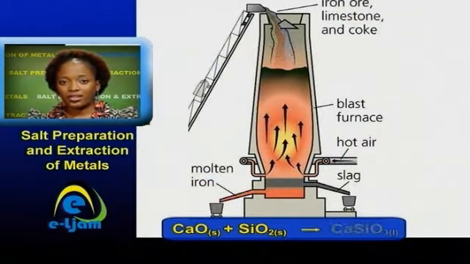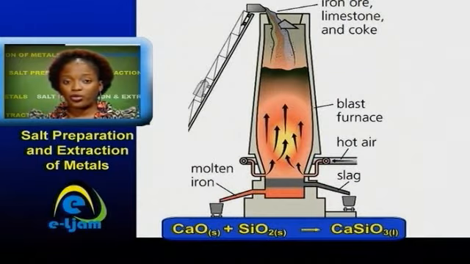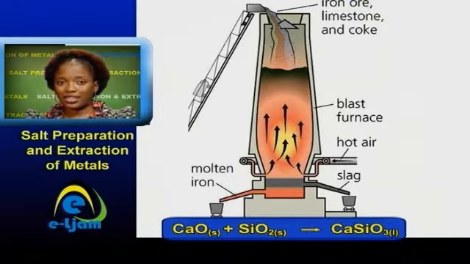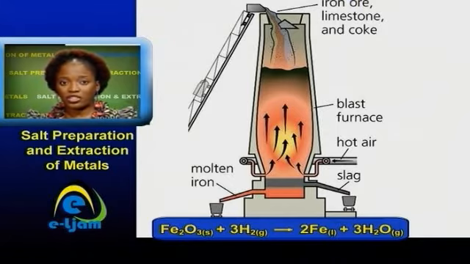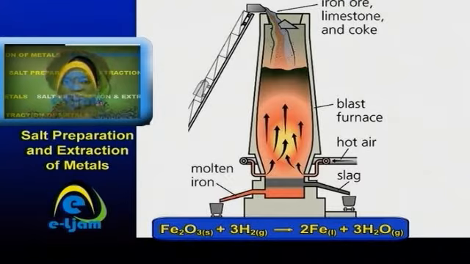The basic calcium oxide reacts with the primary impurity, silicon dioxide, which is silica or sand, to form calcium silicate, which forms a molten slag that settles to the bottom of the furnace and floats on the molten iron and is run off separately. Some processes of iron extraction employ mixtures of carbon monoxide and hydrogen to reduce the iron oxides.